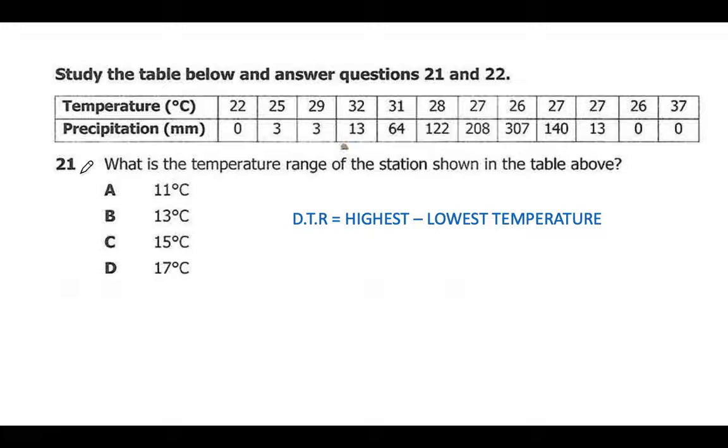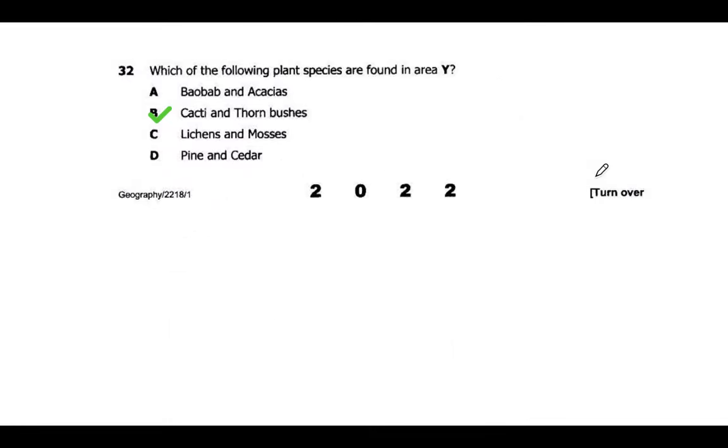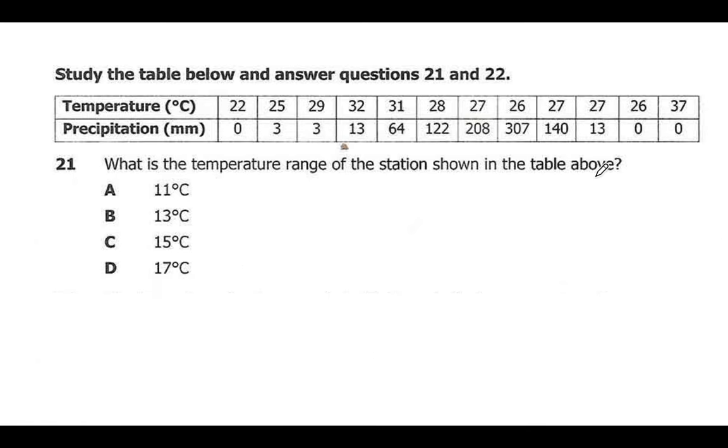Question 21 went on to state, what is the temperature range of the station shown in the table above? The temperature range can be given by this formula. Temperature range is equal to the highest minus the lowest temperature. So we look at the highest temperature. What is our highest temperature? 37 is the highest temperature. If we look at the whole strip here, 37 is the highest, and then what is the lowest?